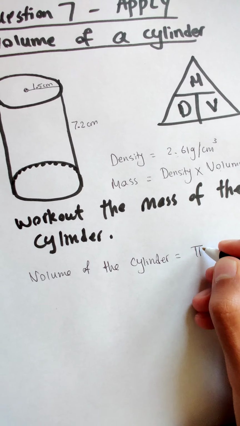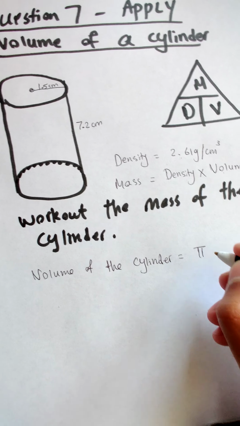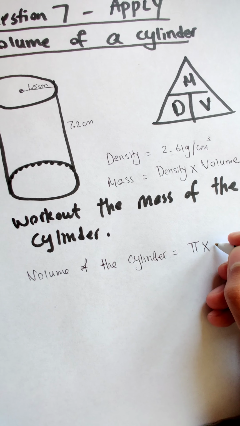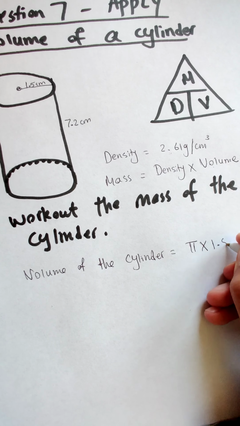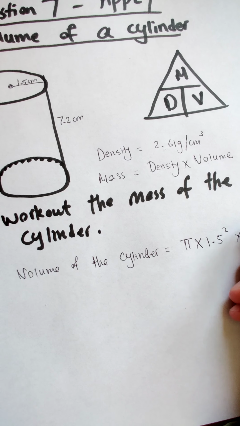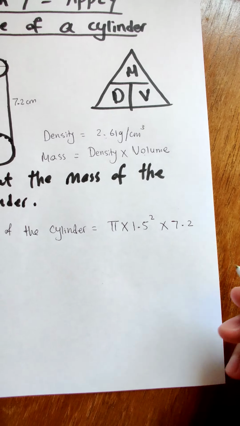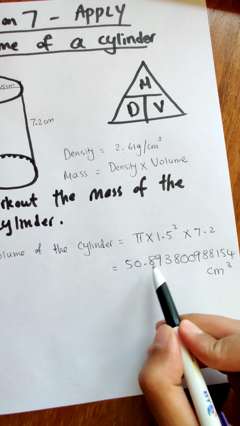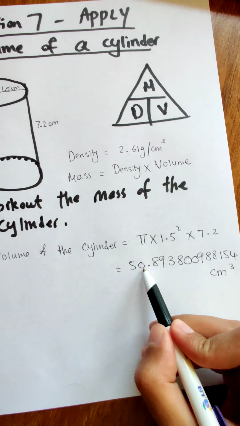is equal to, we know that volume is pi r squared. So pi r squared times it by the height. So the r is a radius, so 1.5 squared times it by the height of 7.2. Okay, so we're going to put this on our calculator. We get 50.8938 and so on. But remember that this number here, we're not rounding it at all. So at this stage, we don't round. We just round our answer. So it's important not to round in your working out, so that we get the right answers at the end.